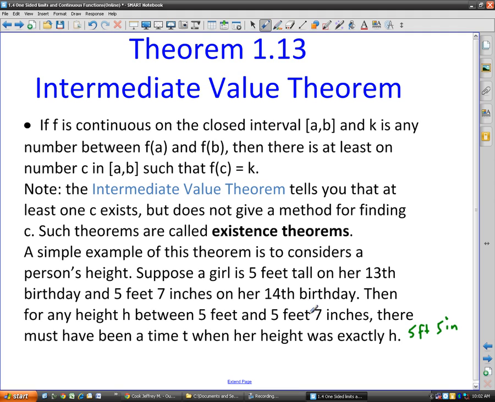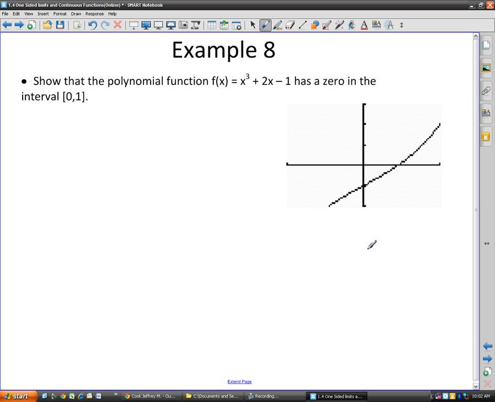Now this is an existence theorem. It proves that there is a time when she was 5'5", but it doesn't show exactly when it is. The intermediate value theorem only shows us that there is one. It doesn't show us exactly where it is. We have to do some other work to show exactly where it is.